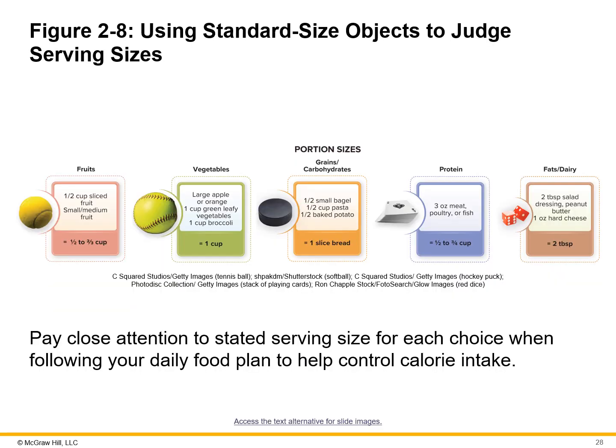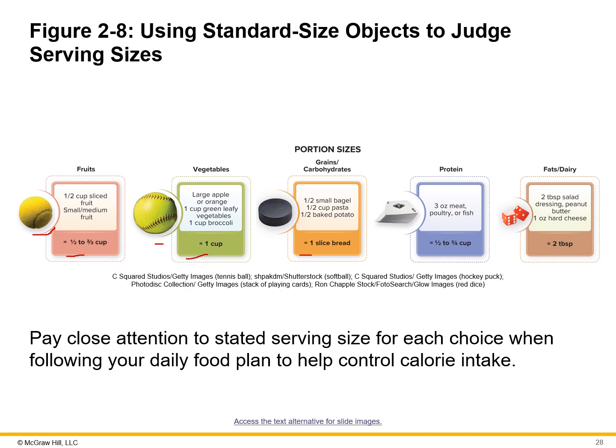I think a better way of looking at it is thinking about standard objects to help us see these. So if we have a tennis ball here, that's about a half a cup of fruit. So our little tennis ball is about a half a cup to 2/3 cup of a fruit. Our softball is about a cup of vegetables. So if you're dipping out onto your plate, think about the area of a softball. A hockey puck is about like a slice of bread. So thinking about those potatoes or pastas.